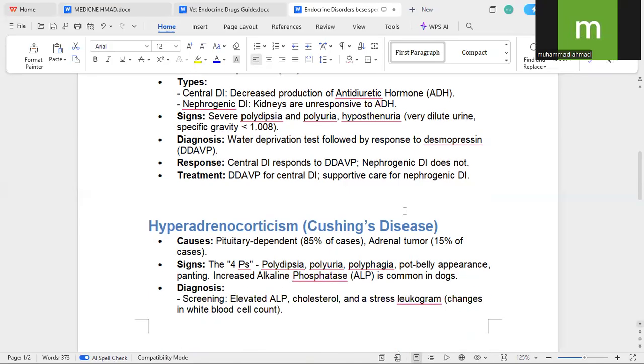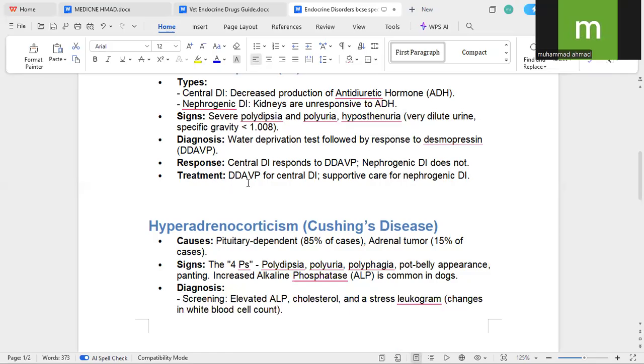Okay, this is the water deprivation test. If urine is not concentrated after the water deprivation, we will go on to differentiate between central DI and nephrogenic DI. In central DI, basically the hormone is not produced in enough form. In nephrogenic DI, the kidney never responds to the ADH.